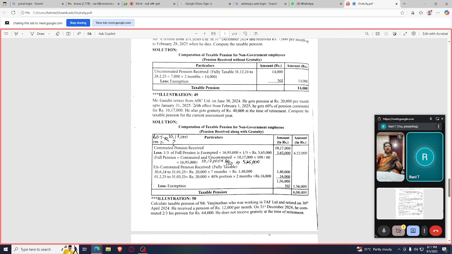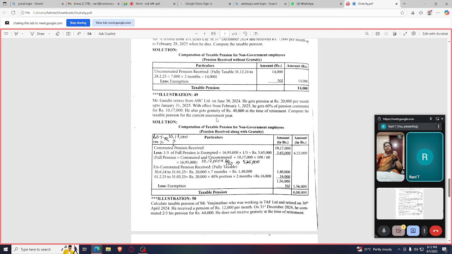Mr. Gandhi retires from ABC Limited on June 30th, 2024. He gets pension at 20,000 per month up to January 31st, 2025. With effect from February 1, 2025, he gets 60% of pension commuted for 10,17,000. So here he has commuted, that lump sum, and he also has monthly pension. He also gets gratuity of 40,000 at the time of retirement. Compute the taxable pension for the current assessment year.